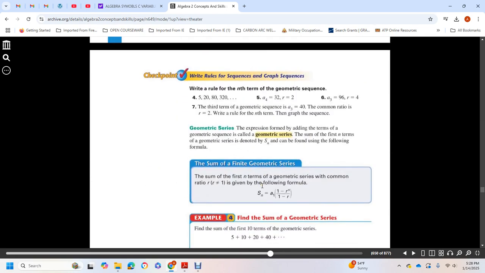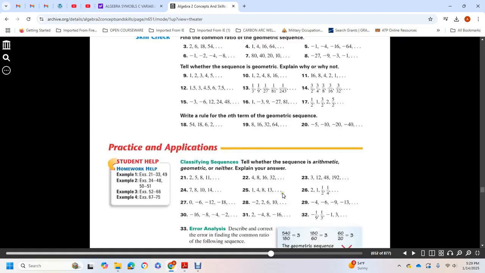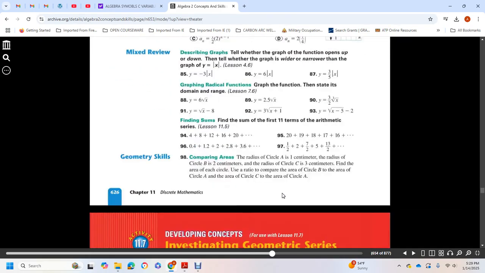Geometric series. The expression formed by adding the terms of a geometric sequence is called a geometric series. The sum of the first n terms of the geometric series is denoted S sub n and can be found using the following formula. For a common ratio r not equal to 1, S sub n is equal to a sub 1 times 1 minus r to the n, over 1 minus r. Exercise 11.6.